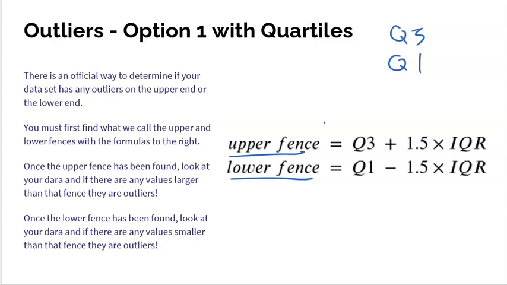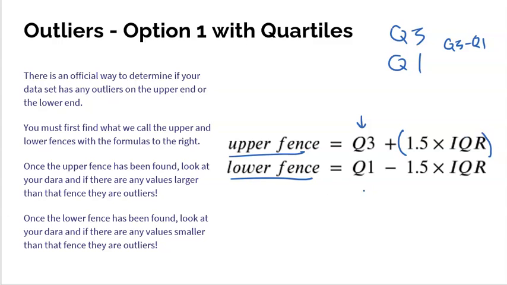To find those fences, it's pretty simple math, actually. We take Q3, we add 1.5 times the IQR. Now remember, the IQR is just Q3 minus Q1, so it's pretty easy to find. So Q3 plus 1.5 times the IQR is going to produce a number. Any value in your data bigger than that will be an official outlier.